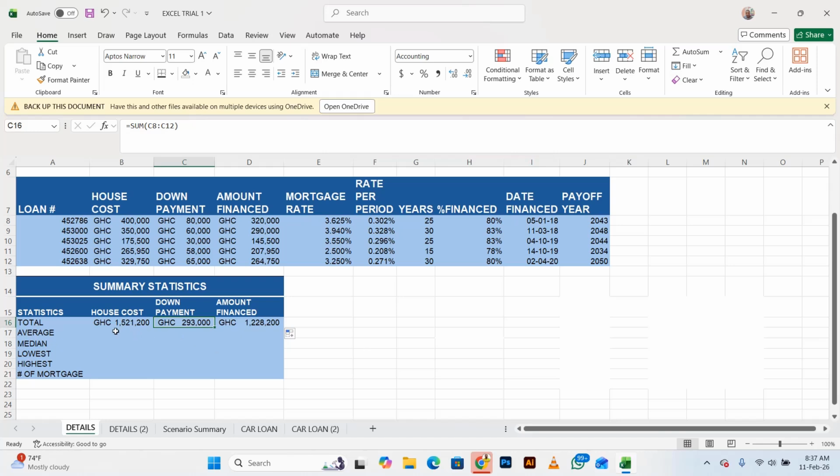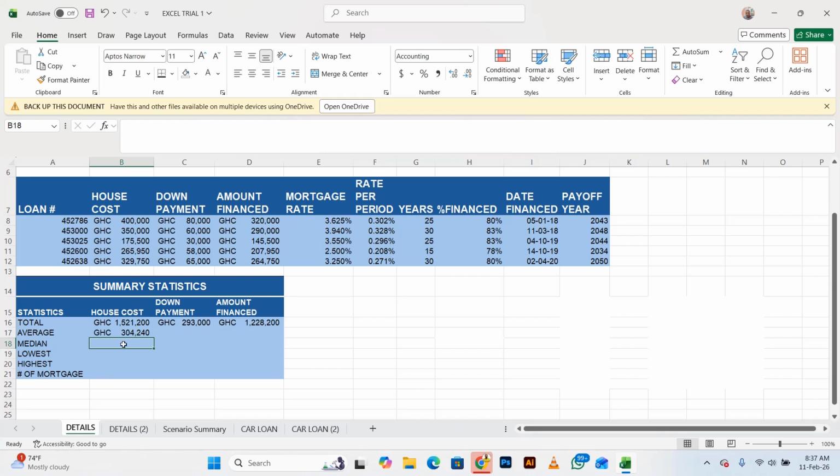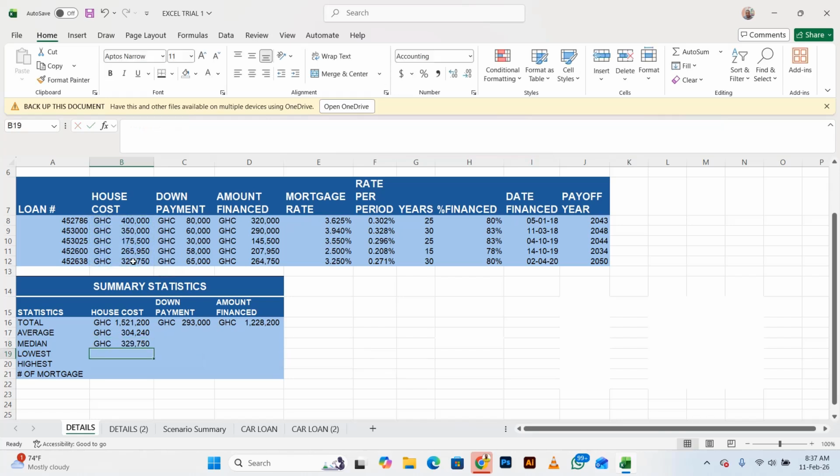So the next thing is average. So it's equal to average. You open the bracket or you select the average. Then you do just as we did for the sum, you do the same thing. Then you click enter. Then you come to median. Median also has a function, a formula. So it's median, you double click, and then you highlight the range, and then enter.